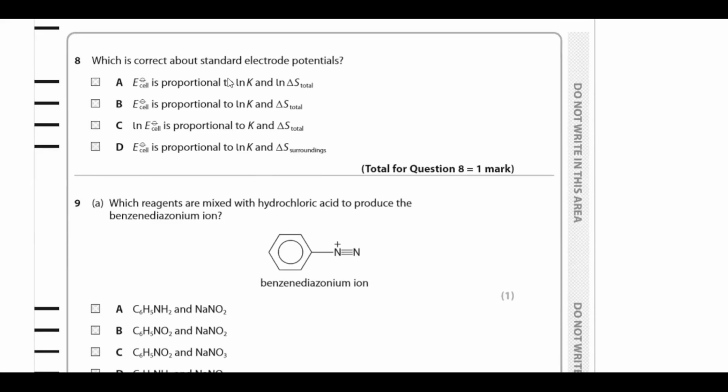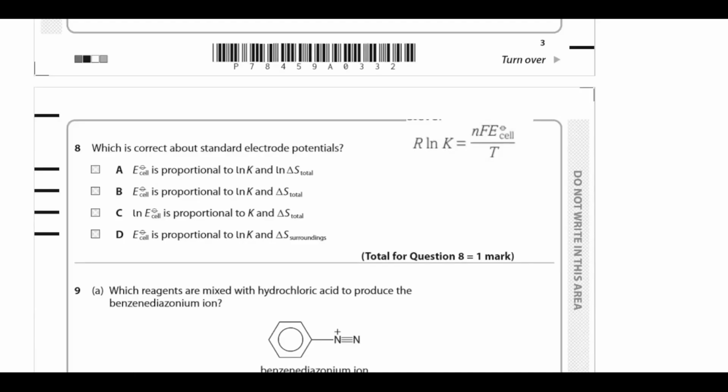Moving on, they said which is correct about standard electrode potentials. Of course, if we see the options down here, there's a formula for this one. It says R ln K is equal to nFE cell divided by T. Now, we know that R ln K is nothing but del S total. So in a sense, what we can say, F is the Faraday constant, and n is the number of moles of electrons.